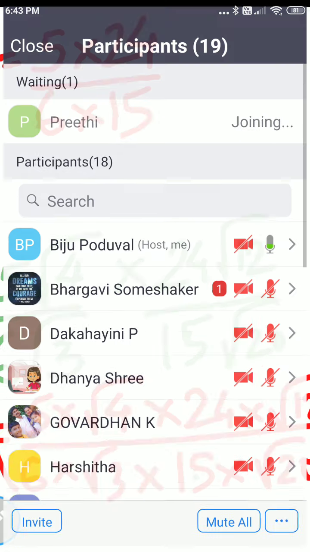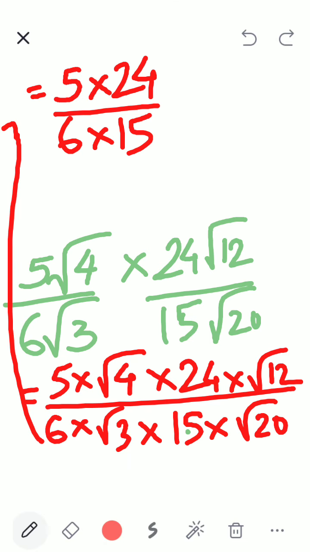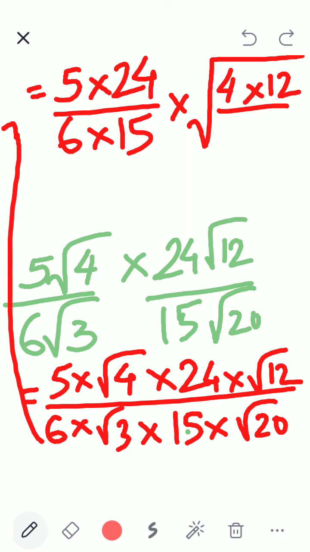Yeah. So I have that, and then I will keep all the numbers in the houses combined together. So can you tell me what are they? 4 into 12 divided by 3 divided by 20. Very good.